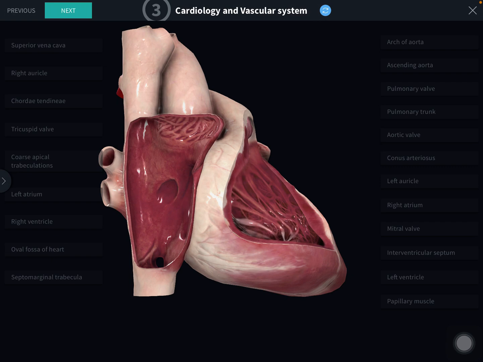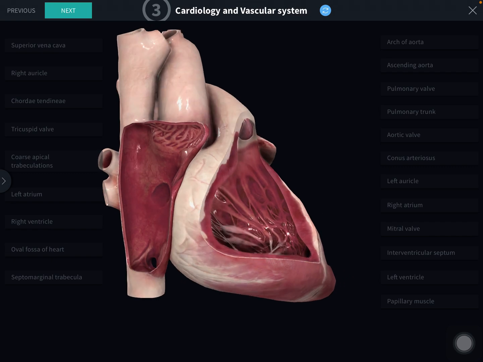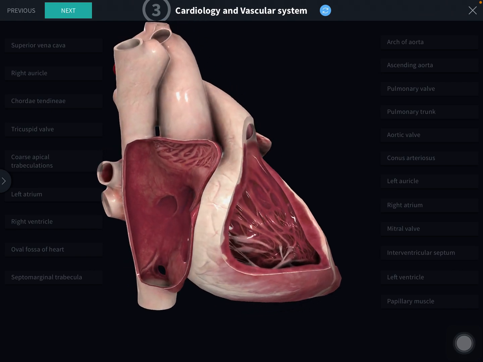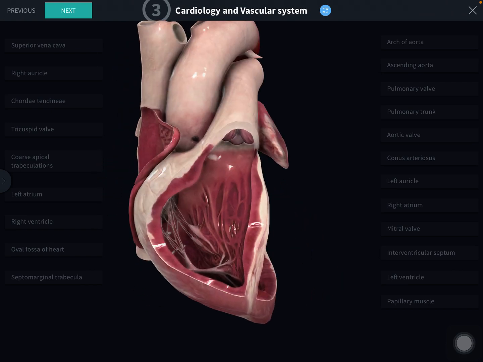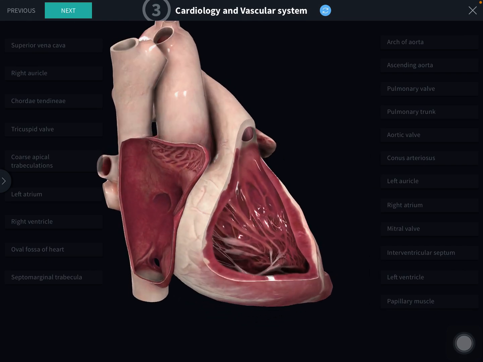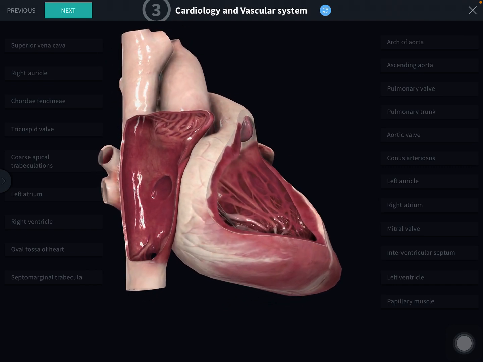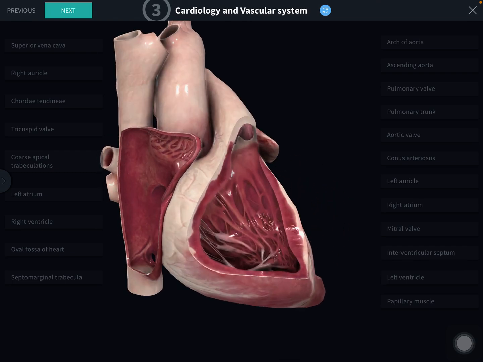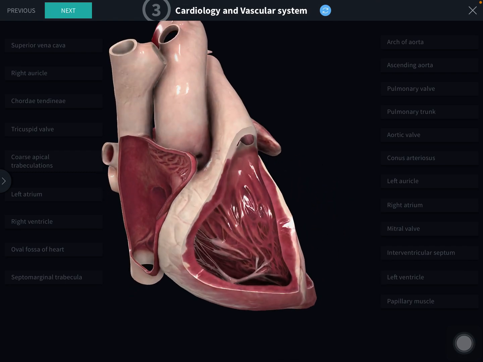Now we will move on to the topic right ventricle. If you see, this is the right ventricle. It is open to show the interior. It is situated in front and to the left side of the right atrium. It forms 2/3 of the sternocostal surface. So this is the sternocostal surface. It forms 2/3, most of the inferior border, and 1/3 of the diaphragmatic surface of the heart also. So that is about the right ventricle introduction.